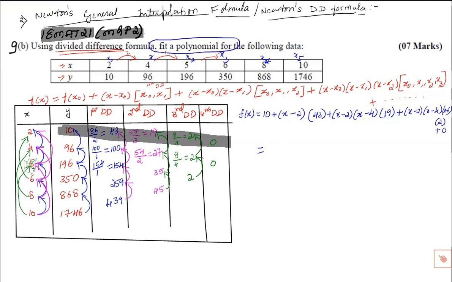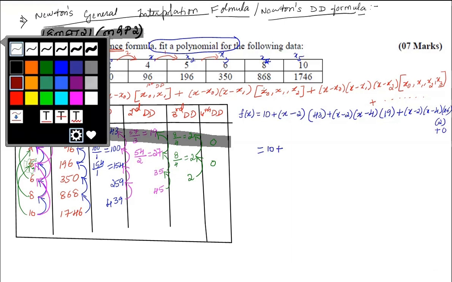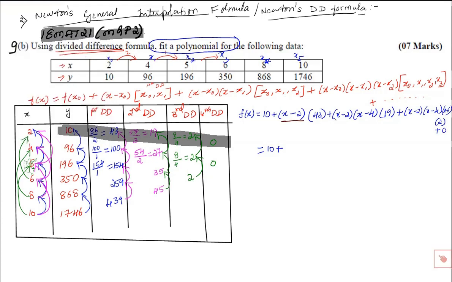Here we should write the polynomial for the given data. From the second term onwards, x minus 2 is common in the second, third and the last term, so I will take that term out. We should write it in terms of the polynomial, x power 3 or x power 4 plus some x cubes.